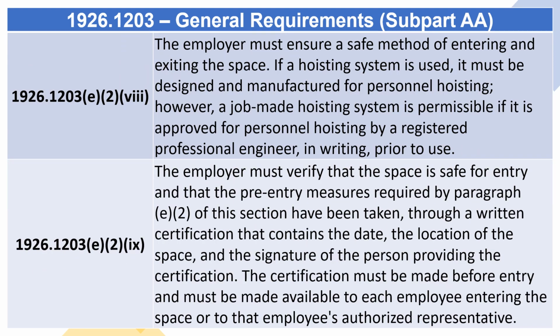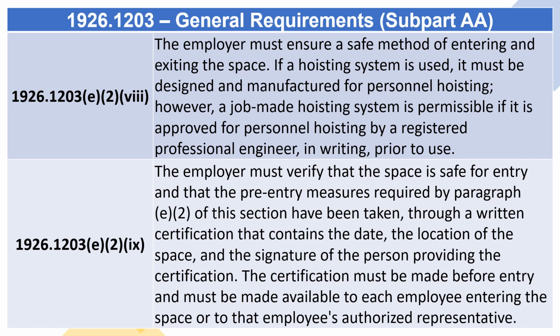1926.1203(e)(2)(viii), the employer must ensure a safe method of entering and exiting the space. If a hoisting system is used, it must be designed and manufactured for personnel hoisting. However, a job-made hoisting system is permissible if it is approved for personnel hoisting by a registered professional engineer, in writing, prior to use.